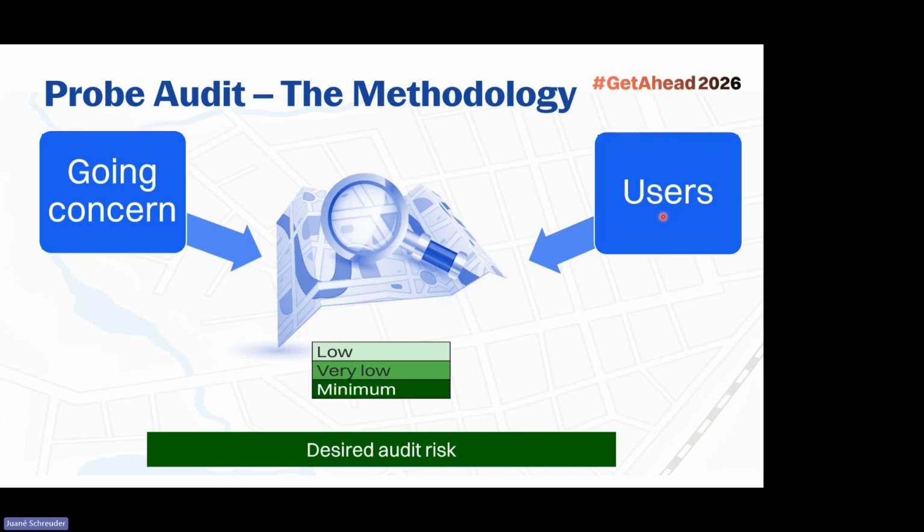Right, so those two things indicate what our desired audit risk will be, and the three levels there: low, which is the highest level of desired audit risk we are happy to take. So if going concern risk is low and we don't have any users specifically relying on our opinion, we'll take the highest risk that we can in this scenario. Otherwise, we'll go one step lower, to very low or minimum, and do as much as we can to get to the desired audit risk.